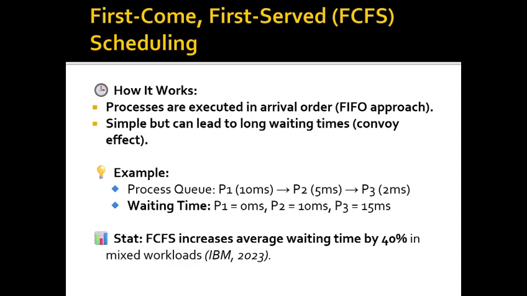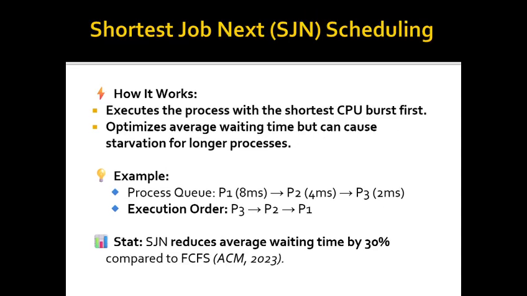For example, P1, P2, P3. The first come order is P1. It's not about the millisecond time, it's about what comes first. P1 comes first, so P1 takes the first waiting time, P2 is second and takes the second waiting time, and P3 is third and takes the third waiting time. This is the first come first serve approach. FCFS increased the average waiting time by 40% in mixed workload as per the statistics from IBM 2023.